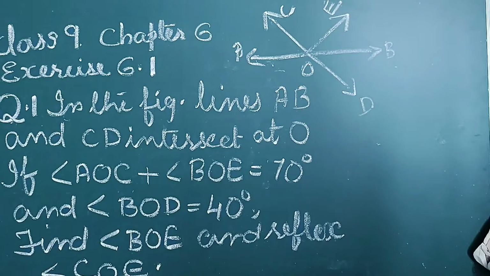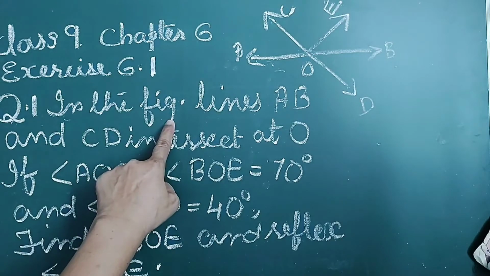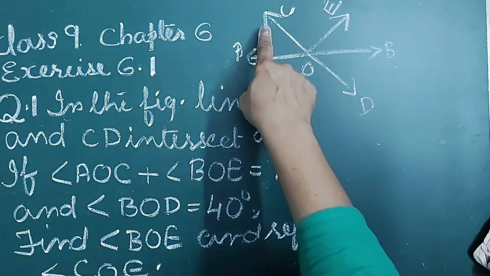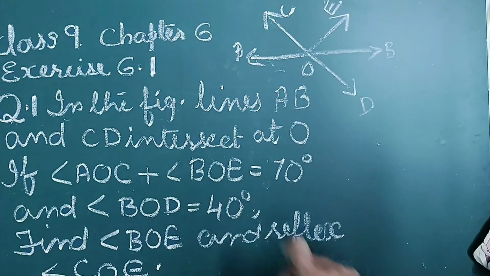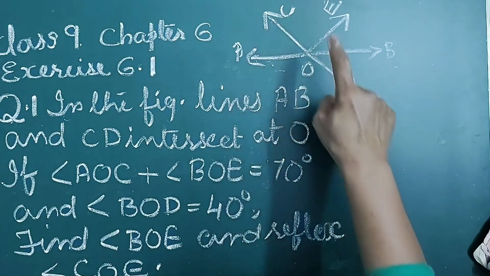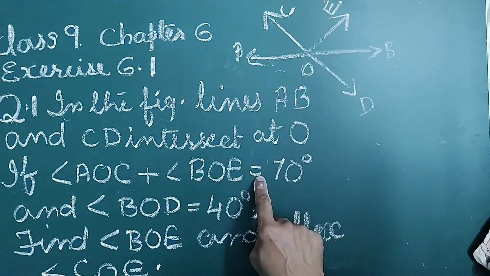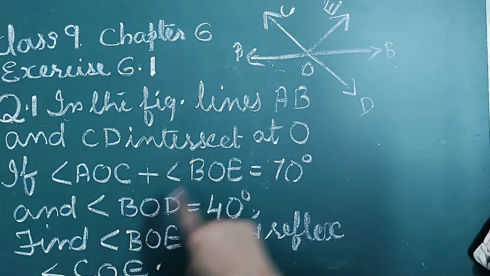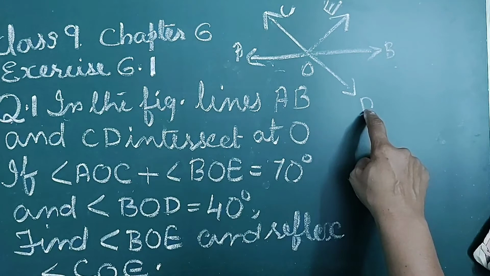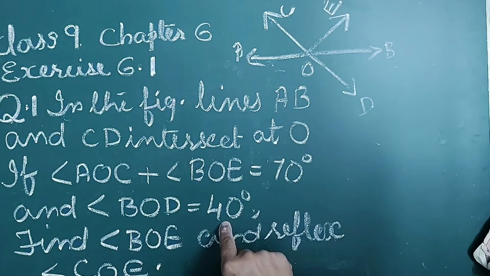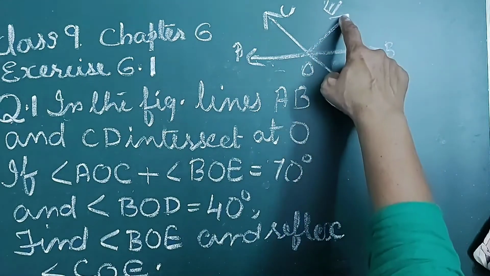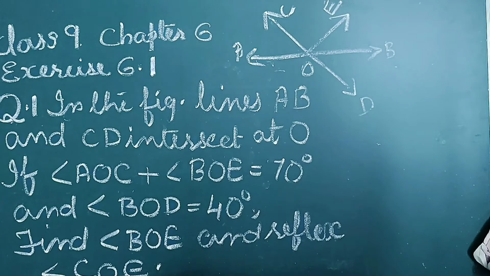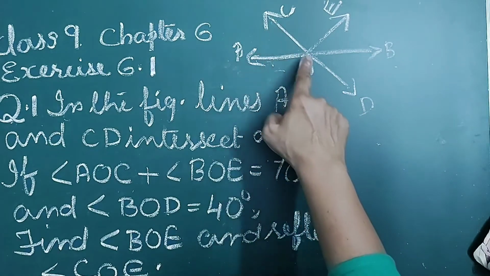Class 9, Chapter 6, Exercise 6.1. First question. In the figure, lines AB and CD intersect at point O. If angle AOC plus angle BOE equal to 70 degree and angle BOD equal to 40 degree, find angle BOE and reflex angle COE.